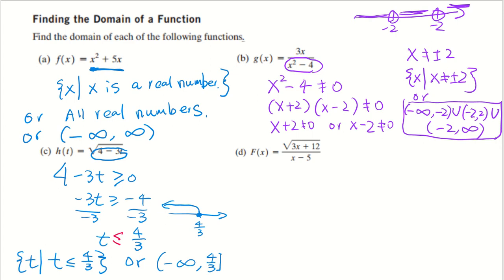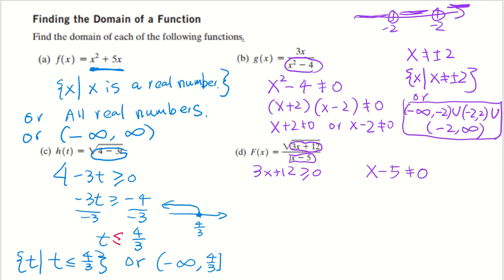All right, the last one. To find the domain for this last function d, we have to look at two parts. One is this value underneath the square root. Well, this value, 3x plus 12, needs to be positive or 0. And also another thing is we have to look at the denominator here. X minus 5, this number cannot be equal to 0 because a denominator cannot be equal to 0.